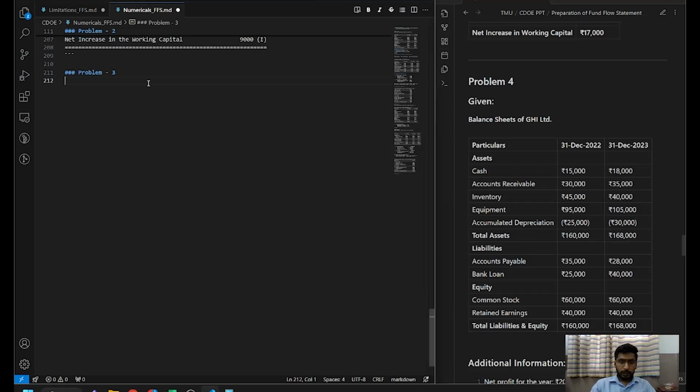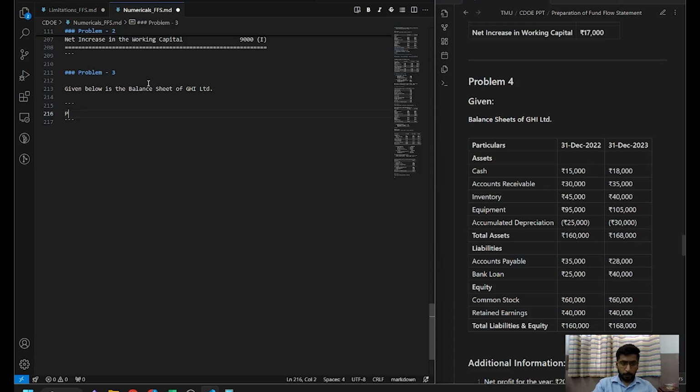In this video, we will be solving another numerical problem regarding the fund flow statement. So, we are given the balance sheet of GHI Limited. Given below is the balance sheet of GHI Limited. Okay, so let us just fill up the contents first.